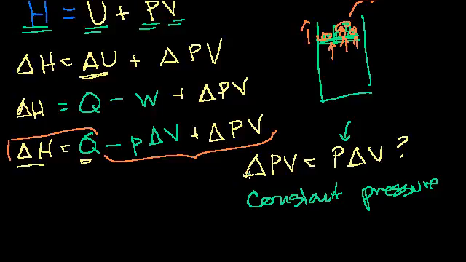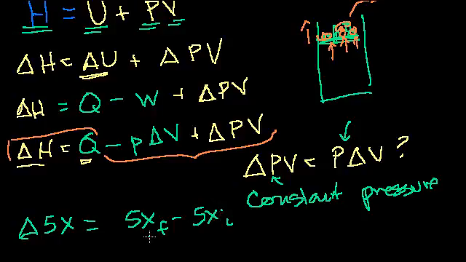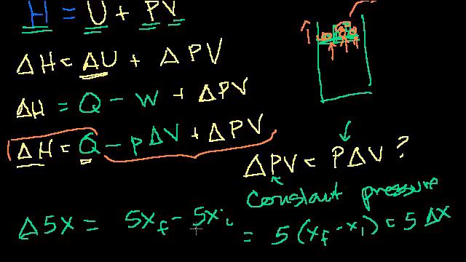Or if you view it another way, if this is a constant, you can just factor it out. If I said the change in 5x, you could say that's equal to 5 times x final minus 5 times x initial. And that's just equal to 5 times x final minus x initial, which is just equal to 5 times the change in x. It's almost too obvious for me to explain. Sometimes when you over-explain things, it might become more confusing. So the 5 is just an analogy for a constant.